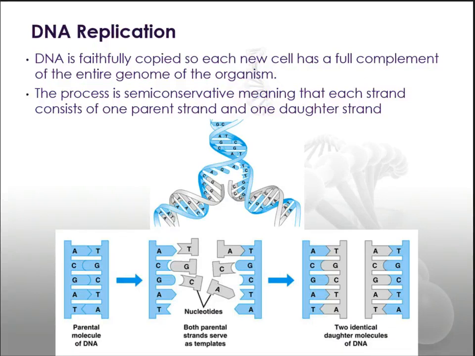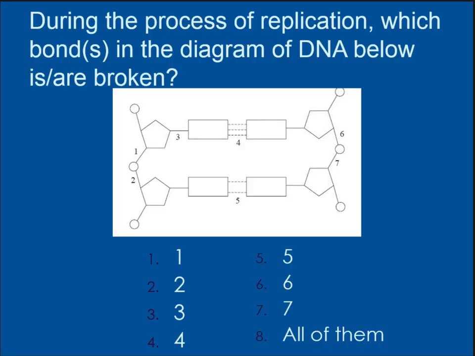Now, the process is what's called semi-conservative, and that means that when you have the replication process, one strand is going to be the parent strand and one strand is going to be the newer strand, and I will talk more about that in just a minute. But next, here's your question. During the process of replication, which bonds in the diagram of DNA below is or are broken? All of them? Here's 1, here's 2, here's 3, here's 4, here's 5, here's 6, and here's 7.